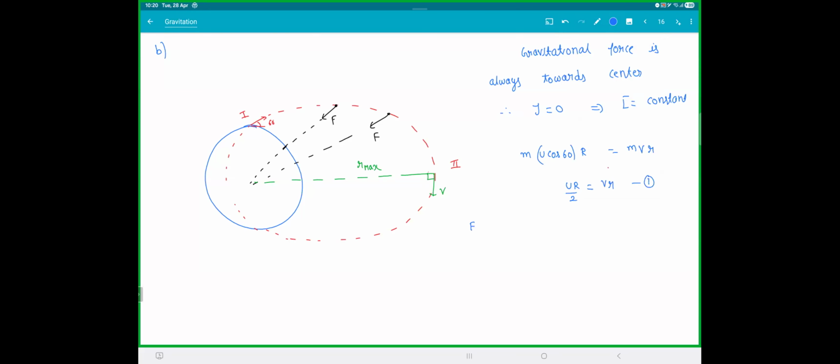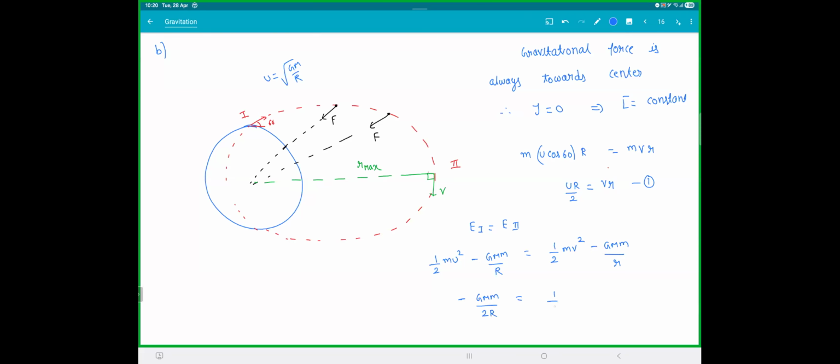Next thing, energy conservation: energy in initial state one is equal to energy in state two. Initial energy, half m u square, potential energy minus G M m by R. Finally, kinetic energy, half m v square. V I don't know. Potential energy minus G M m by small r. I don't know small r. Half m u square is nothing but root GM by R. So the LHS becomes minus G M m by 2R.